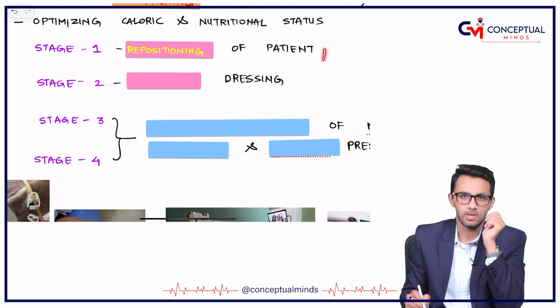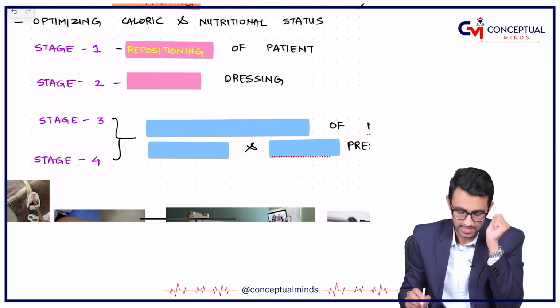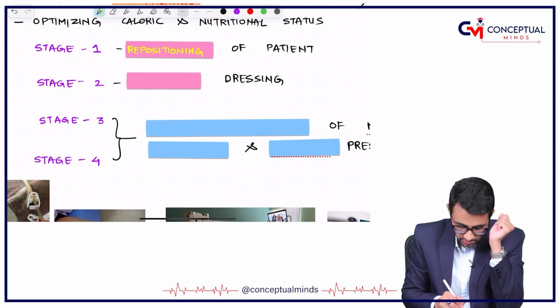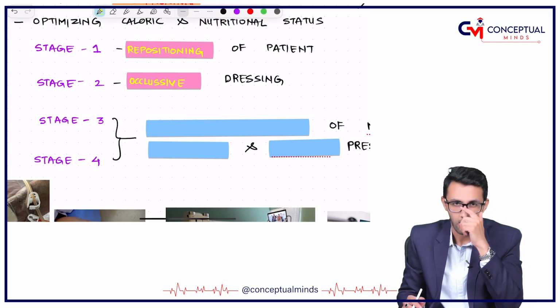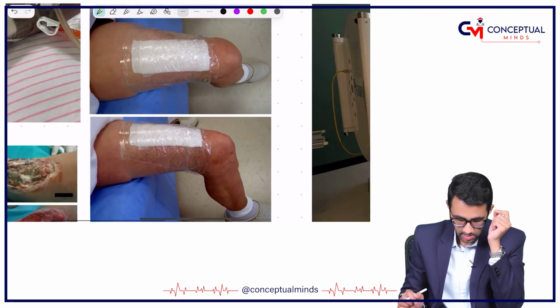That was about the stage 1. How about the stage 2? What we do in stage 2 is occlusive dressing. We would do something called occlusive dressing. Okay, all right. What is this? How does this look like? It will look like this.